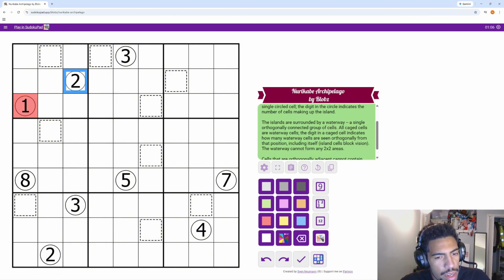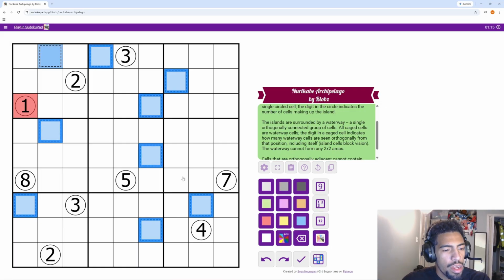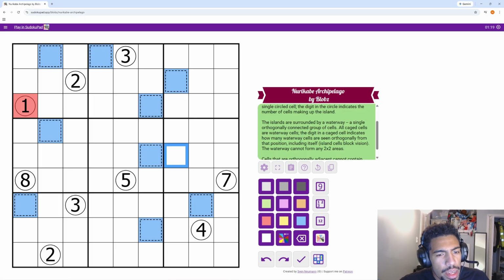All cage cells are waterway cells. Sure. So this is a water. So all these are water. Okay. The digit in a cage cell indicates how many waterway cells are seen orthogonally from that position, including itself. Island cells block vision.